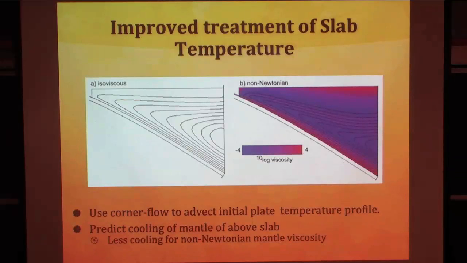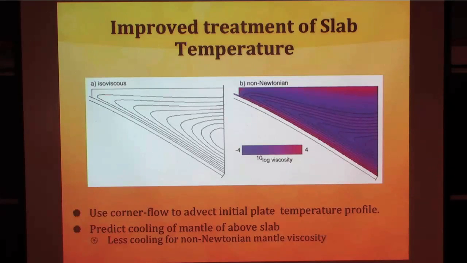So in order to get at that part of it, like what it really is, the thermal structure, the next step that people have taken is to impose either a corner flow, as they've done here, with either isoviscous or non-Newtonian viscosity. And what happens there is that you have a cold initial thermal structure going in, and then your flow is going to set the thickness of the boundary layer and affect how quickly the slab is going to heat up through that boundary layer.